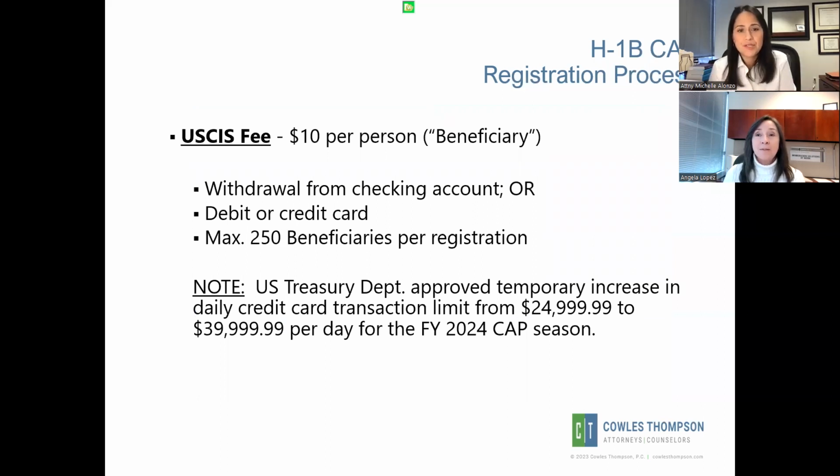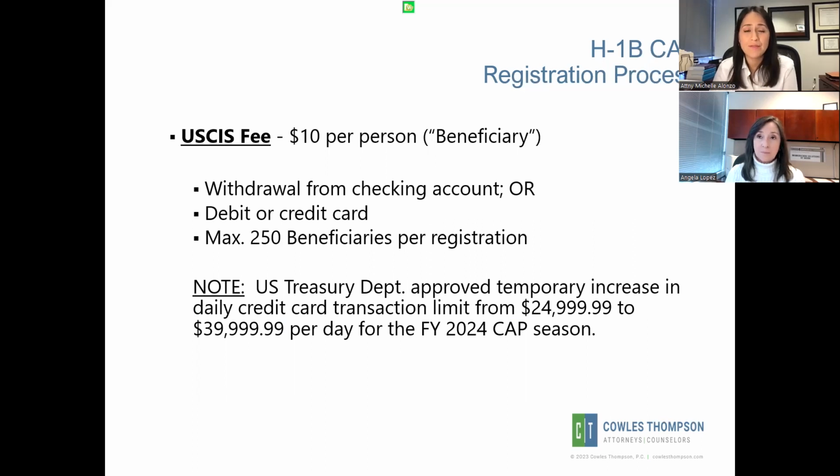Now, the registration fee is exactly $10 per person, per beneficiary, but you want to make sure that you have the appropriate method of payment. They will accept a withdrawal from a checking account or a debit or credit card. Make sure it's drawn on a U.S. bank, U.S. entity, and make sure that you have sufficient funds and there are no cap limitations or credit card limitations on the card you're trying to use.